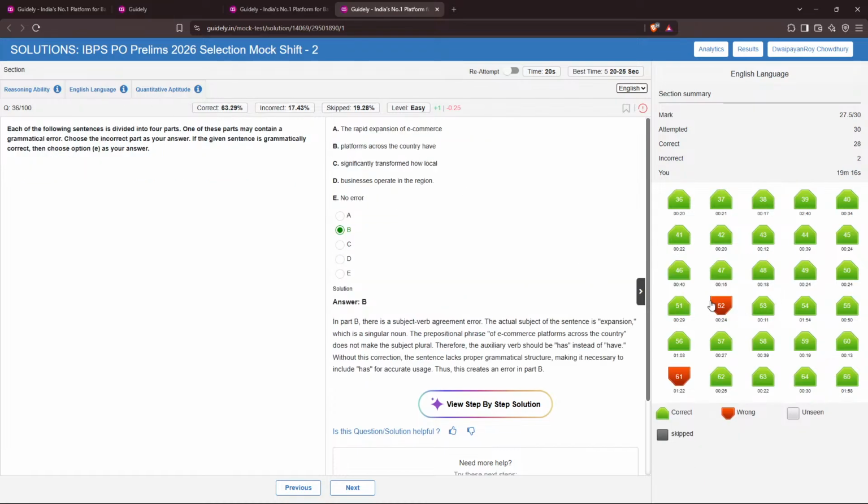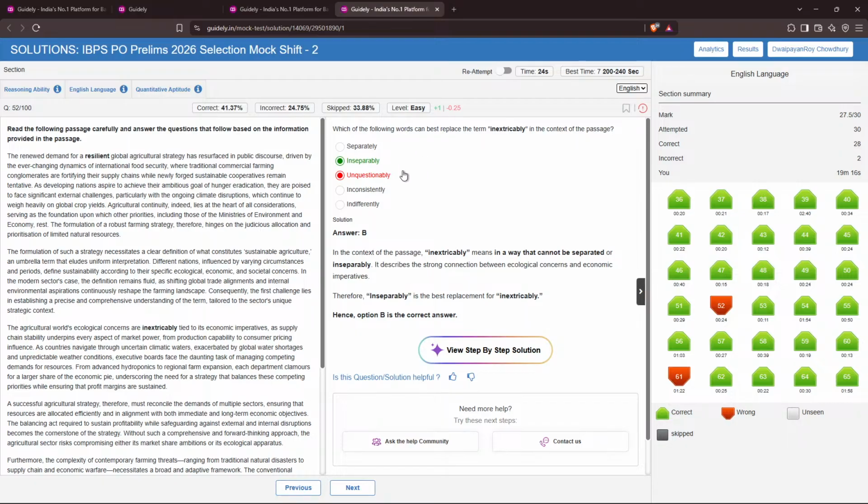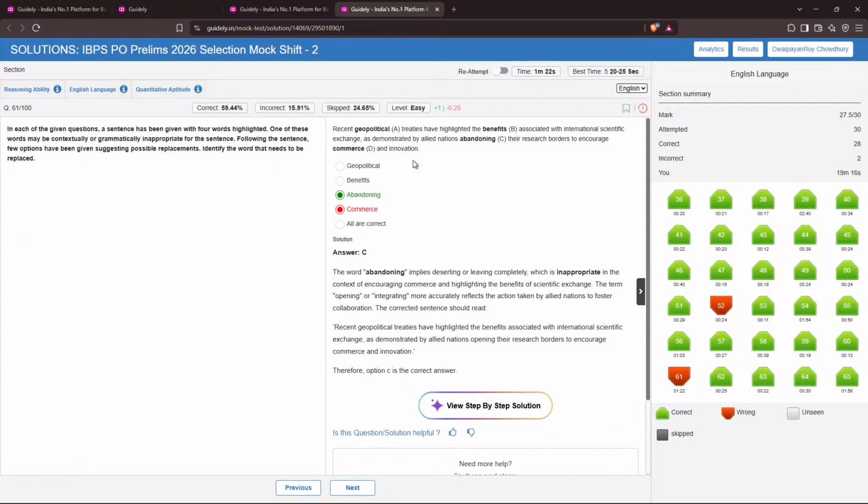In English, let's see. Inseparably, separately, inseparably, inextricably. No way can be separated. The agriculture world's concerns are inextricably tied, right? With this word, I should have known that they are saying about something which is inseparable. So inseparably. Okay.